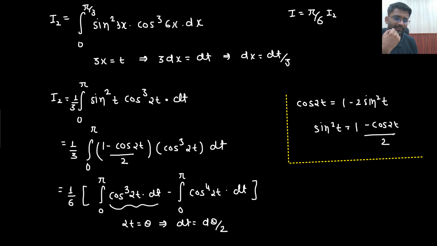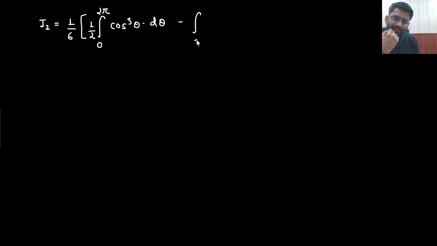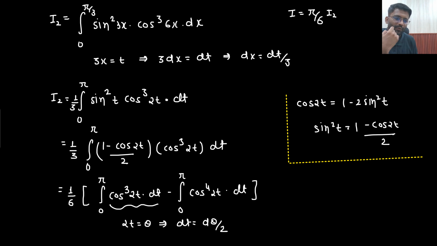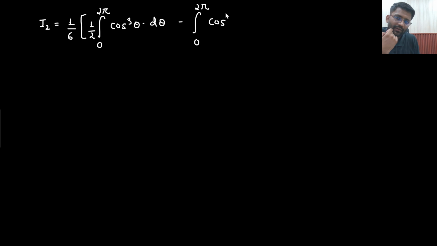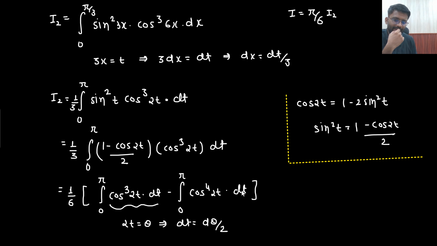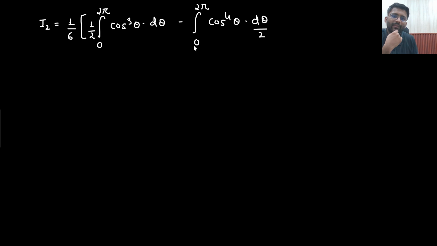Then minus integral 0 to 2 pi cos to the power 4 theta dot d theta by 2, and limit will be 0 to 2 pi. This is the scenario.